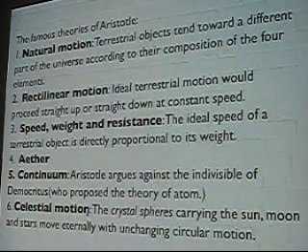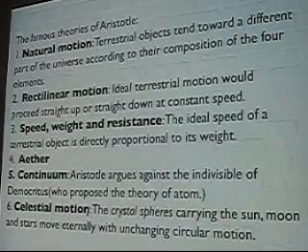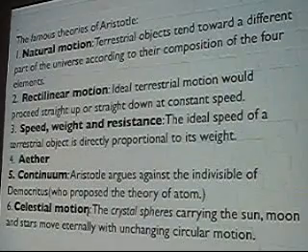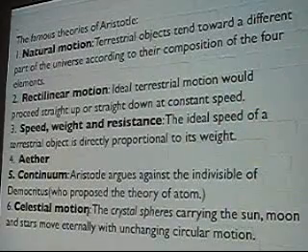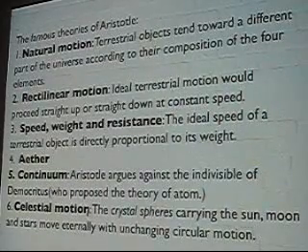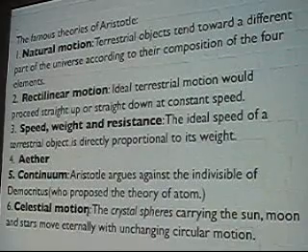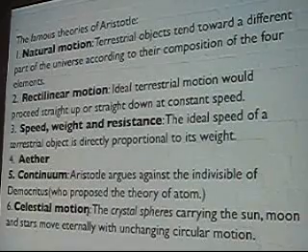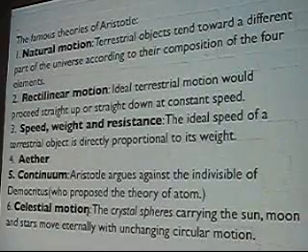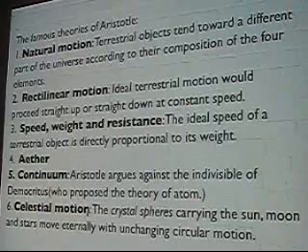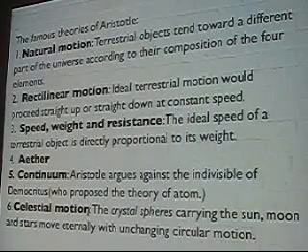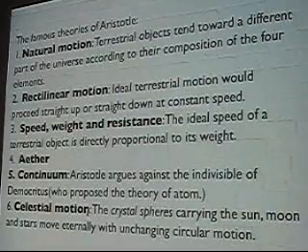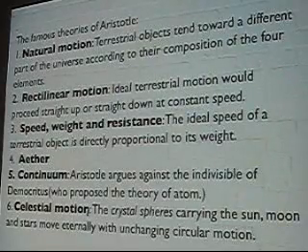And the next is celestial motion. Celestial motion talks about the sun, moon, and the stars. They are always moving around our Earth, in circular motion.